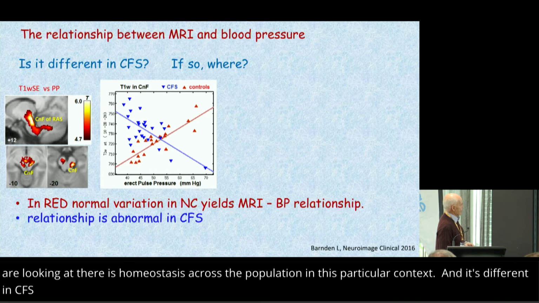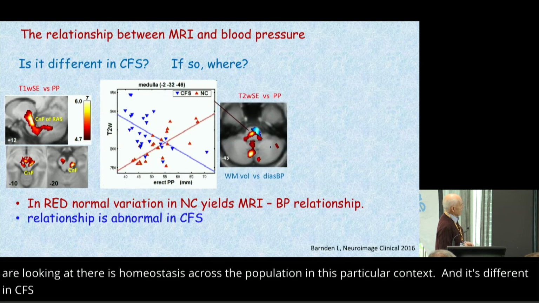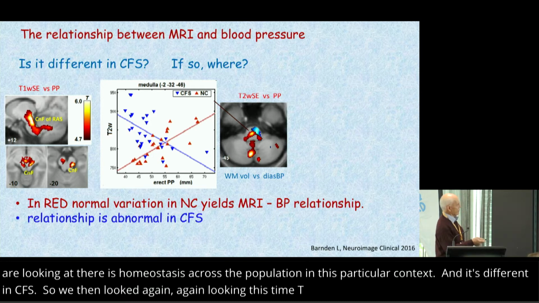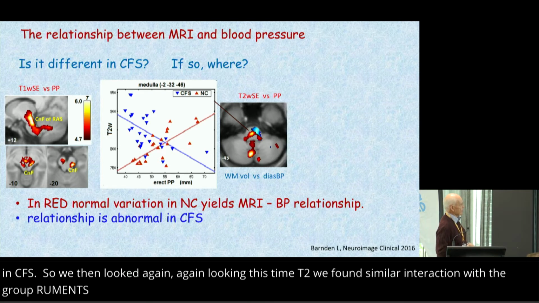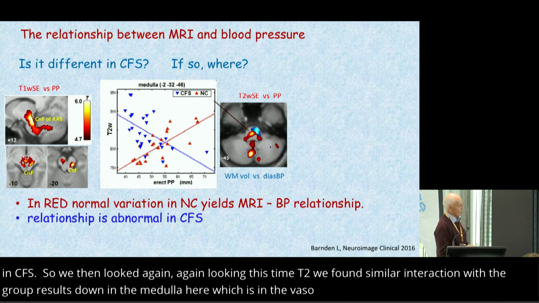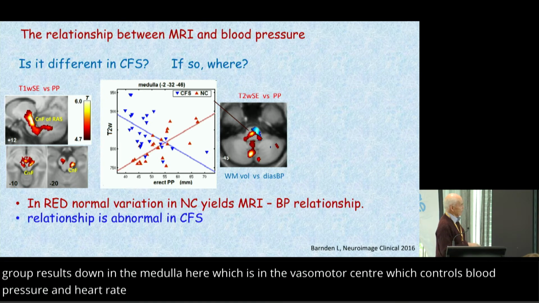So we then looked again with looking at pulse pressure, but this time T2, we found similar interaction with the group results down in the medulla here, which is in the vasomotor centre, which controls blood pressure and heart rate. So these are really quite insightful results.